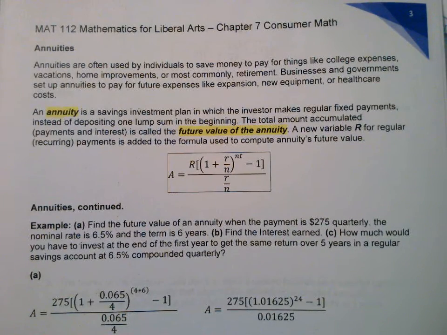Okay, Chapter 7, Section 4, Compound Interest. Let's talk about annuities, page 3. Annuities are often used by individuals to save money to pay for things like college expenses, vacations, home improvements, and most commonly retirement. Businesses and governments set up annuities to pay future expenses like expansion, new equipment, healthcare costs.